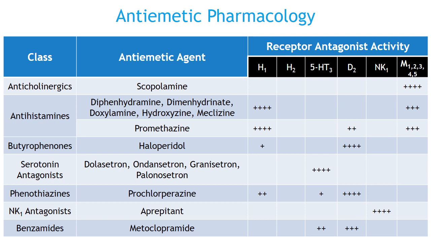Antihistamines, a lot of these you might be familiar with: diphenhydramine or Benadryl, dimenhydrinate, doxylamine, hydroxyzine, meclizine, and promethazine. All these antihistamines, especially the ones at the top here, work on H1 receptors, not really H2. The H2 would be like your acid suppressant therapy, so cimetidine and ranitidine. So we're not talking about that. These are H1 receptor antagonists, but they also have muscarinic receptor activity.